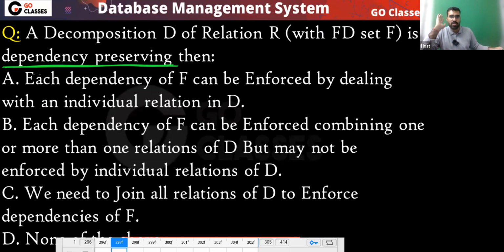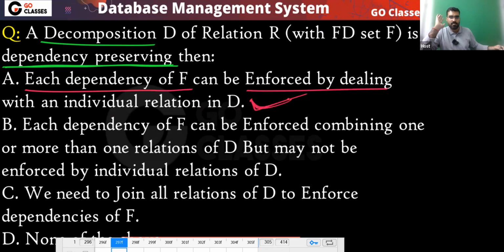Okay. So you can notice, if your decomposition is already dependency preserving, then I can say each dependency can be enforced by dealing with an individual table. So your answer will be option A. Very simple. These are not the answer. The answer will be option A.